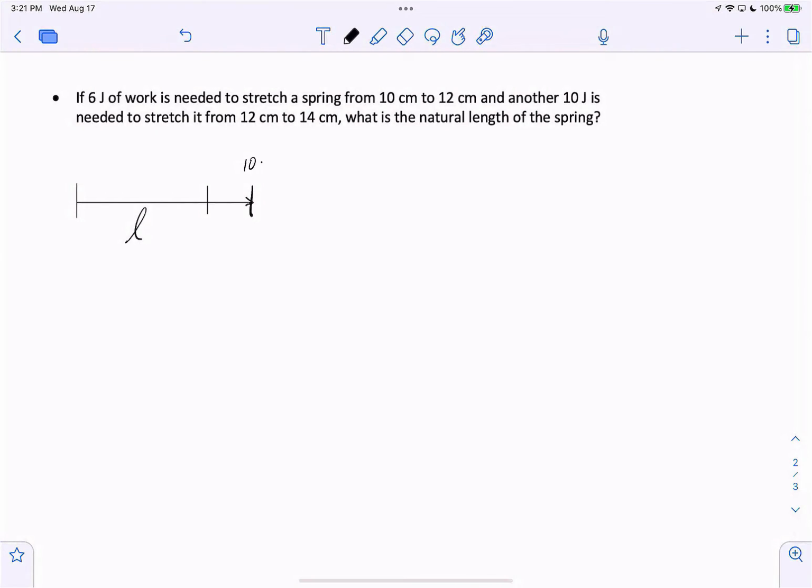But let's just mark the 10 centimeters there. And then it's going to be stretched to 12 centimeters. And then we're going to stretch it again to 14 centimeters. We've got that 6 joules of work were required for the first stretching, and 10 joules of work was required for the second stretching.